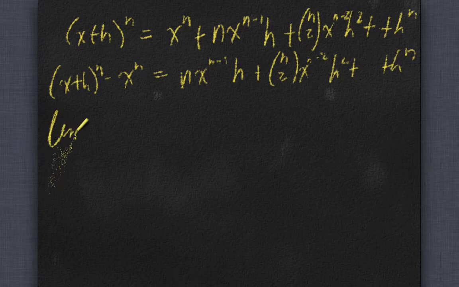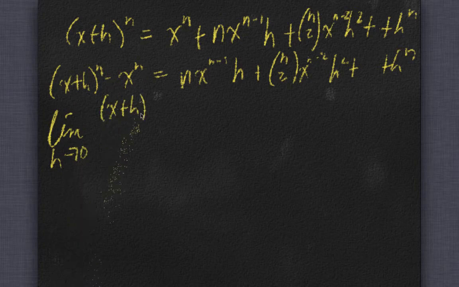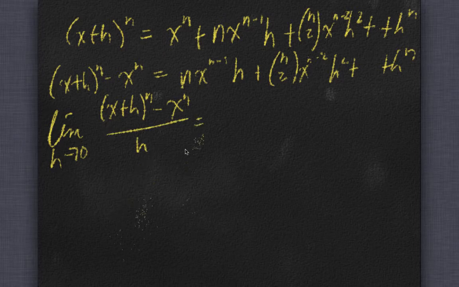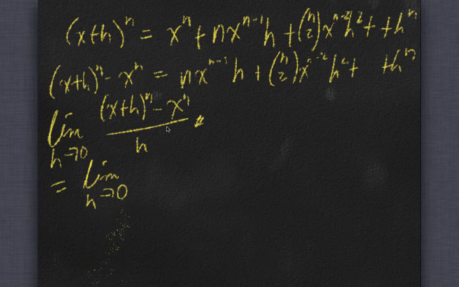So the limit as h approaches 0 of x plus h to the n minus x to the n, so this is the function we're looking at, x to the n, over h equals the limit as h goes to 0 of this.